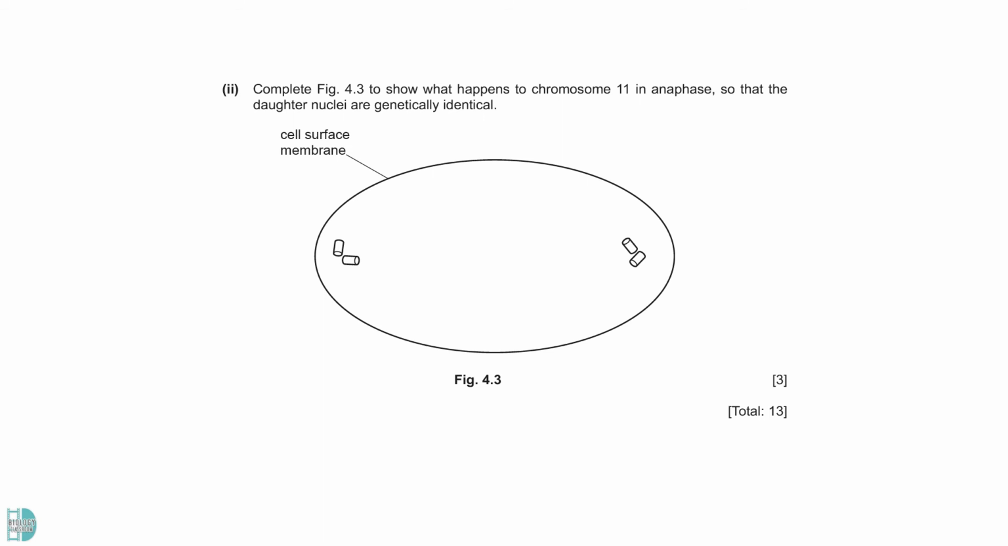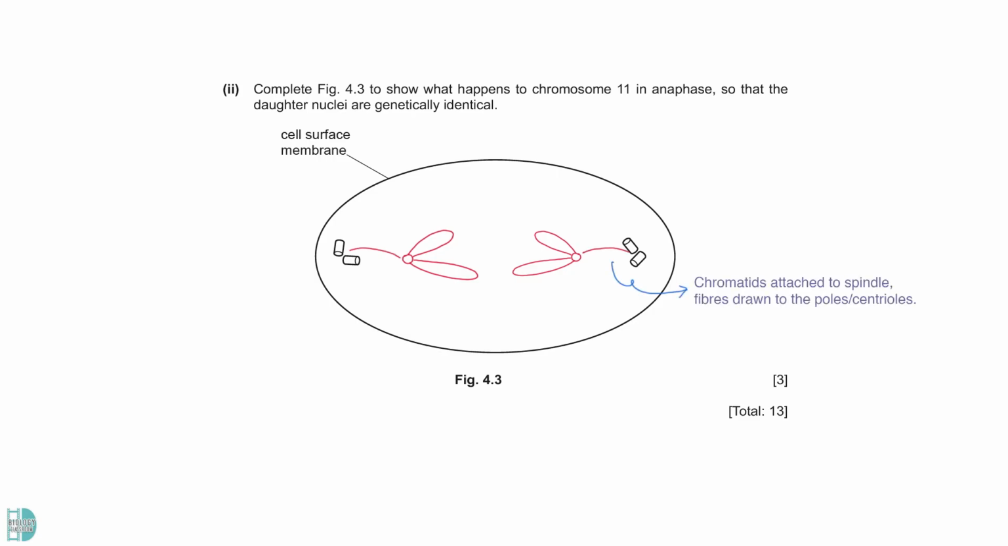C2 wants you to show what happens to chromosome 11 in anaphase. Remember that the chromatids have separated by this stage. So, there will be two single-stranded chromatids or chromosomes. Do show the attachment of the chromatids to the spindle fibers that are connected to the centrioles. The centromere is leading the movement, so you have to show that they are pointing towards the poles.